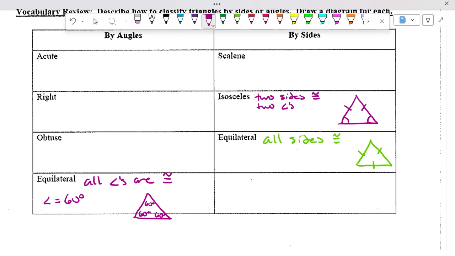What about scalene? I'll give you guys a hint with scalene. Scalene is any other type of triangle. So if I'm talking about side lengths of a scalene triangle, we already got 3 sides congruent, 2 sides congruent, so what did that leave us? None of them are congruent. So scalene is literally just no congruent sides or angles.